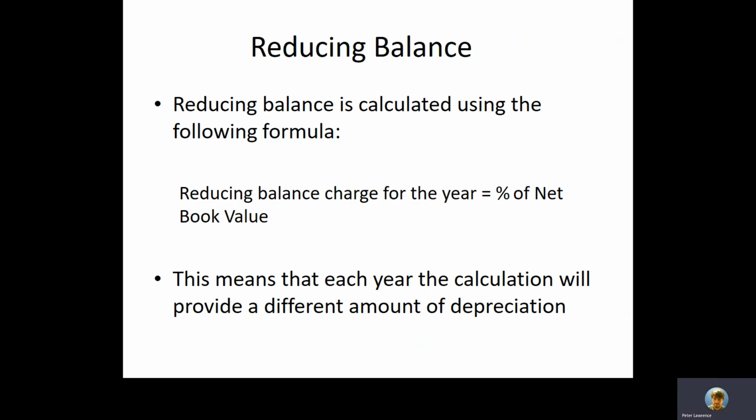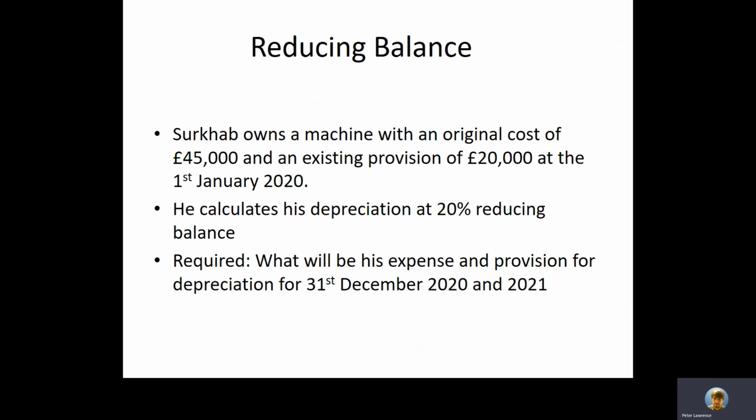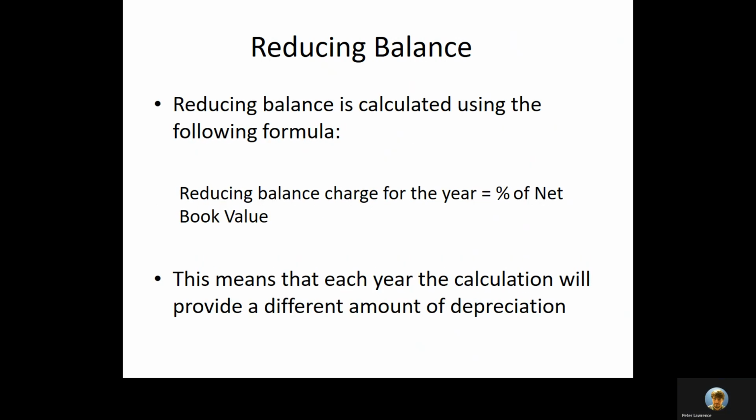The next formula is the reducing balance formula, or the reducing balance method. This is calculated as a percentage of net book value. Now, what this means is that each year the calculation will provide a different amount of depreciation because your net book value changes every year as the provision increases. So whereas straight line gives you the same answer every year for your expense, your reducing balance is going to give you a different amount every year.